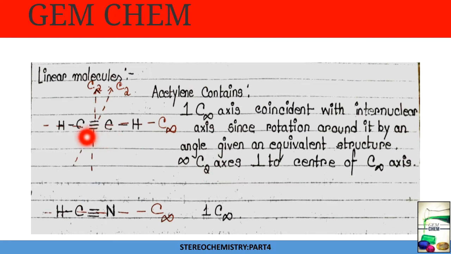Infinite C2s are present here also. Many C2s can be present, and this one, that is HCN, has no C2 axes because H and N are different, and it has only one C infinity axis.